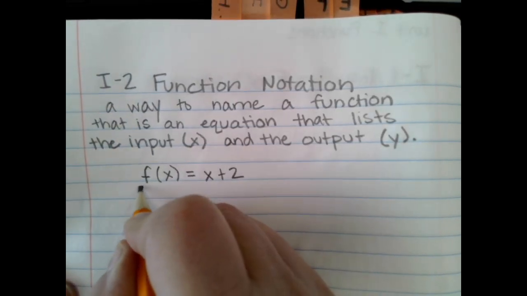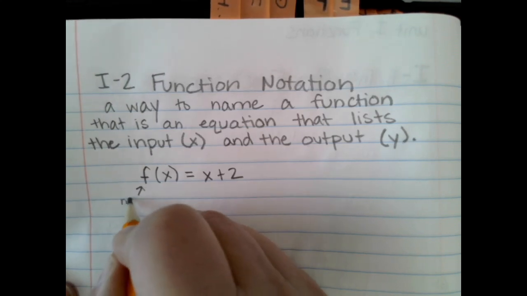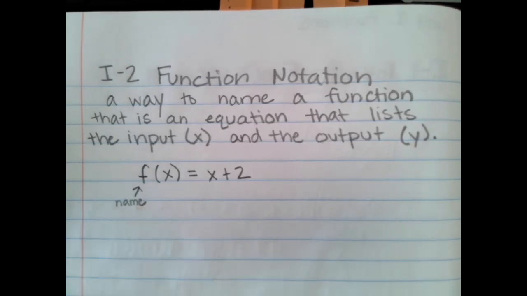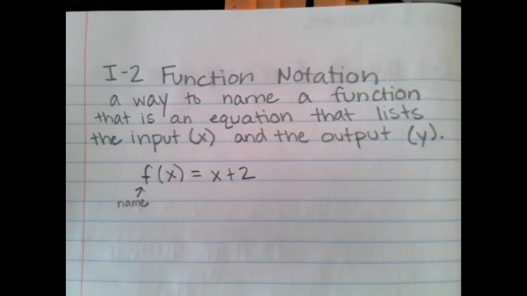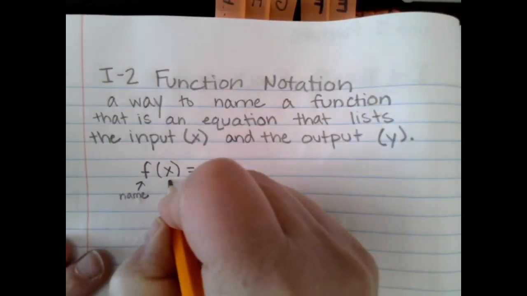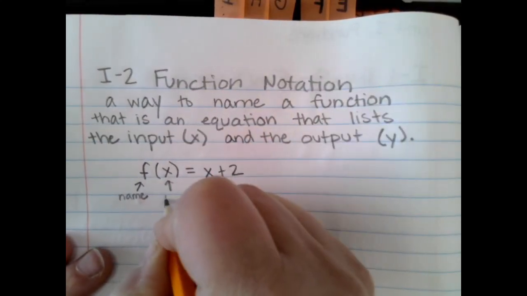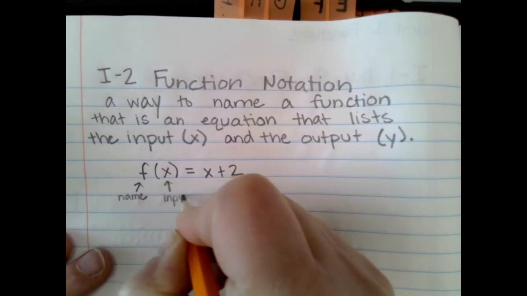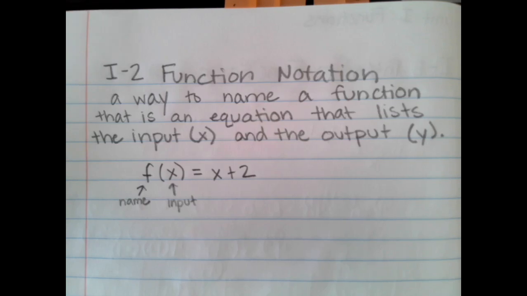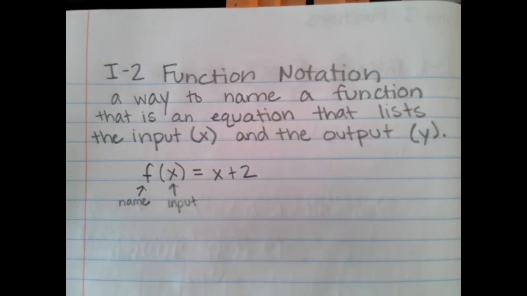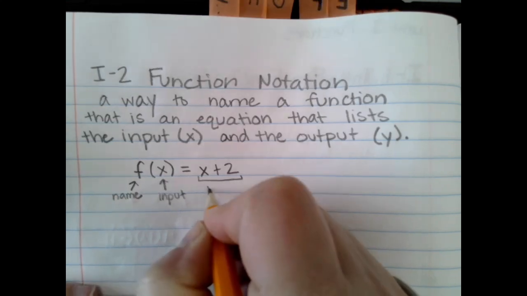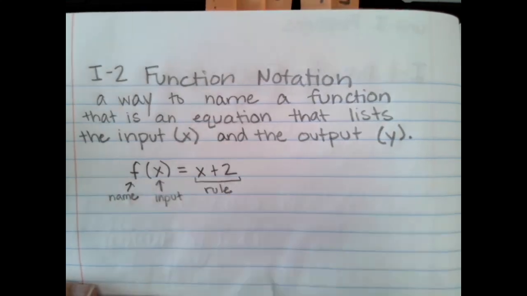So f is the name of the function. X is called the input, which we should know that already. And then the x plus 2, we'll call that our rule. What is that function rule? What are we doing with that information?